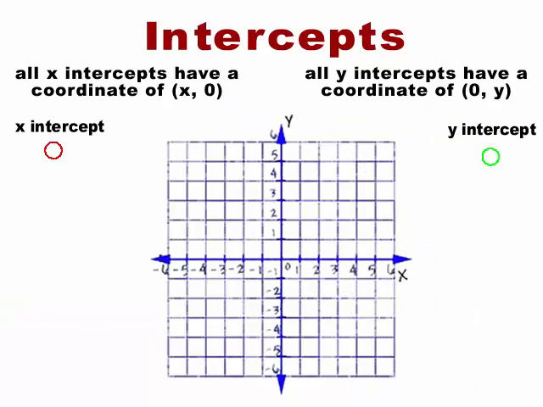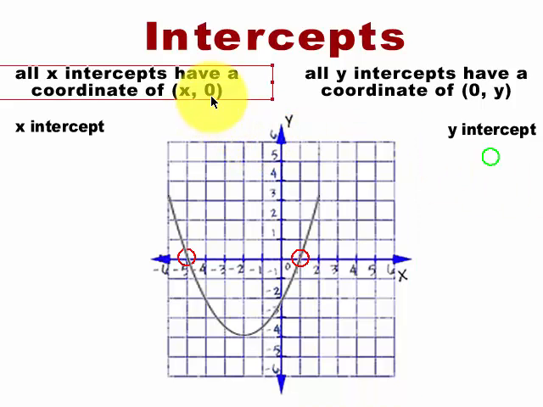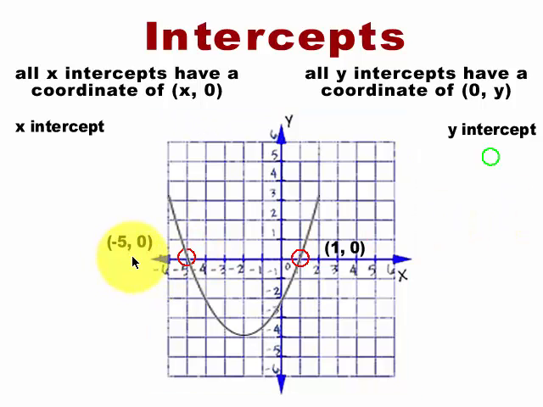So all y-intercepts have the same leading x coordinate of 0, comma, some number. So now that we know that, let's try that on a different graph. There's our buddy, the parabola. I'm looking at this, and I can see two x-intercepts. One right there at -5, the other one at 1. Because of the rule, I know the y value is going to be 0, so I know two points of that parabola right off the bat. -5, comma 0, and 1, comma 0.